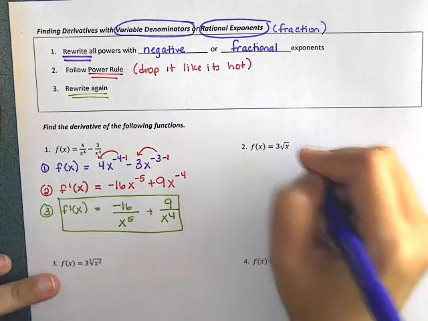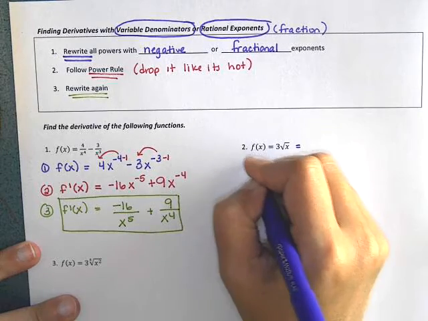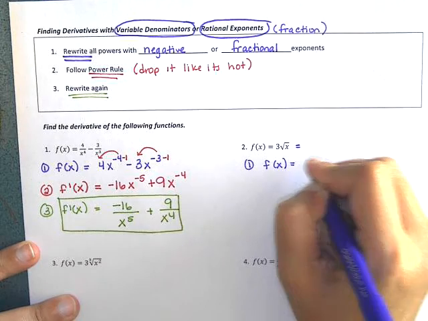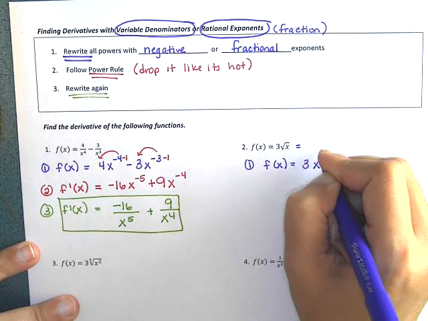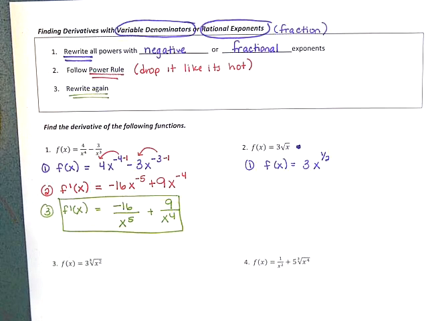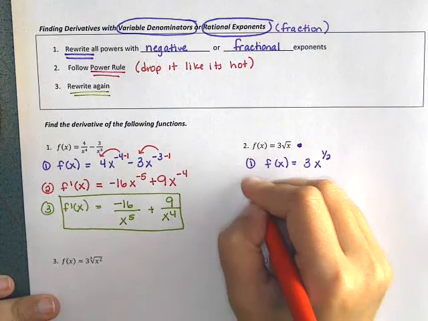Number 2. First, we're going to rewrite it. F of x, the original problem, is equal to 3x to the 1/2 power. Please don't forget that a square root is the same thing as a 1/2 power. A cube root would be a 1/3 power. Write them as powers. It makes power rule a lot easier.